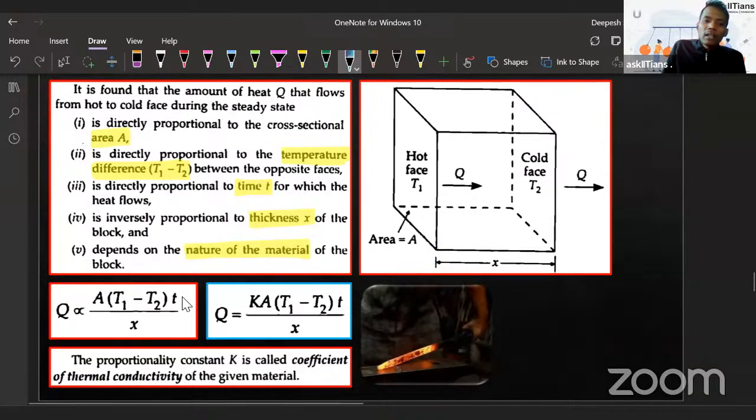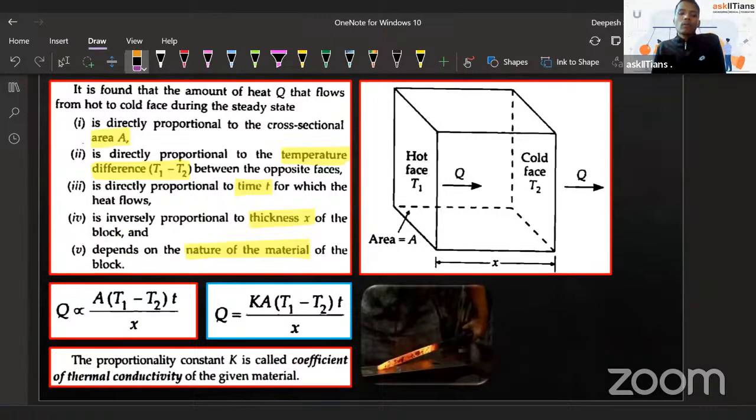That type of material is represented by this constant K, which is the coefficient of thermal conductivity. What we have done is added all the things: A, T1 minus T2, x, everything, and K tells you the type of given material.